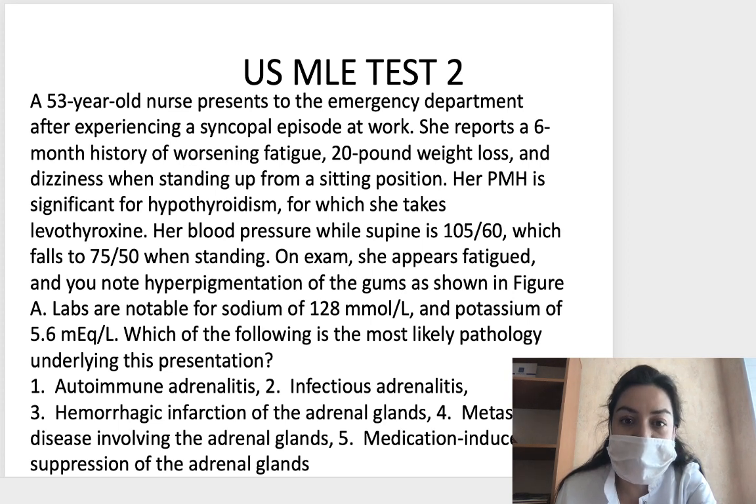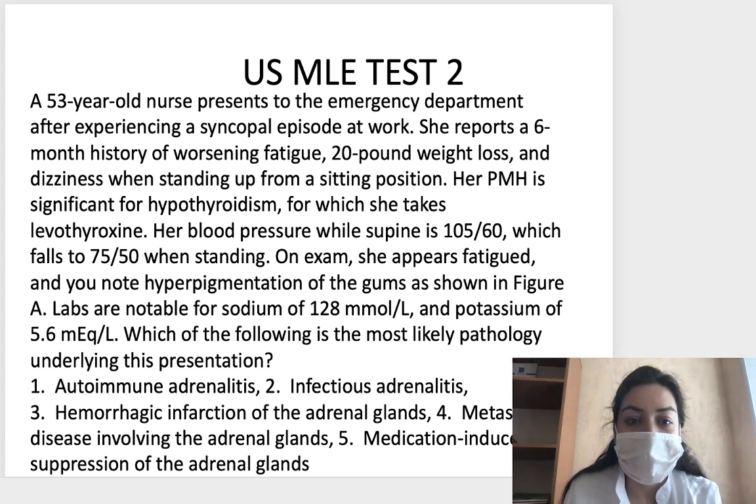Okay, and let's discuss USMLE test 2. A 53-year-old nurse presents to the emergency department after experiencing a syncopal episode at work. She reports a 6-month history of worsening fatigue, 20-pound weight loss, and dizziness when standing up from a sitting position. Her PMH is significant for hypothyroidism, for which she takes levothyroxine. Her blood pressure while supine is 105/60, which falls to 75/50 when standing.